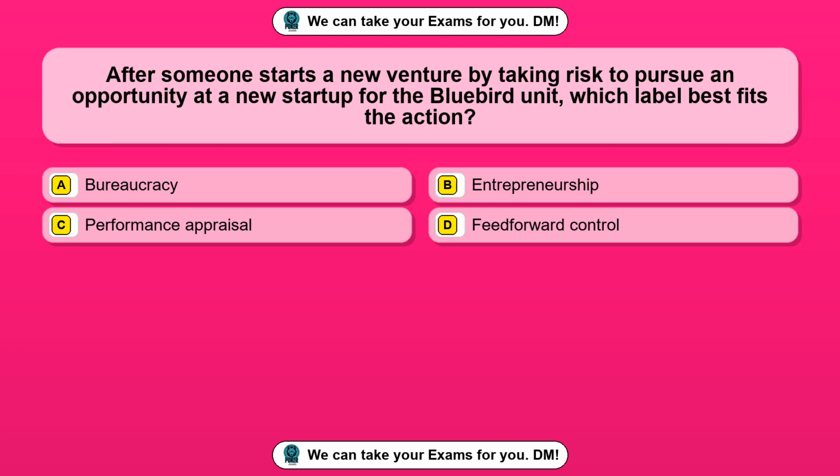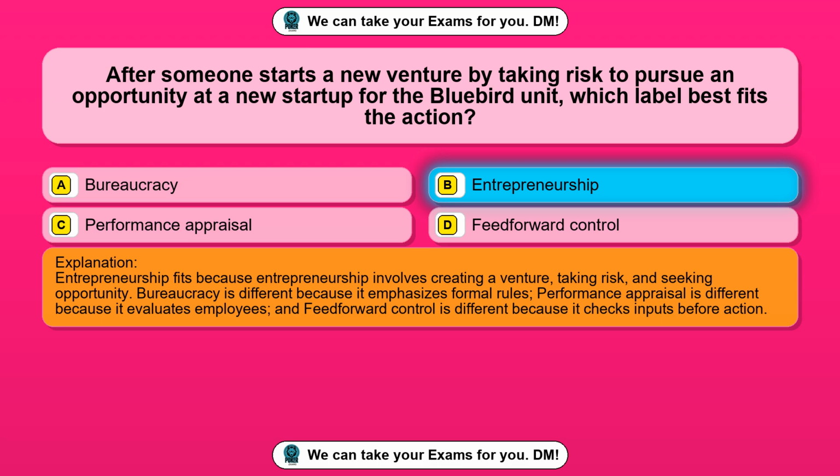Question 70. After someone starts a new venture by taking risk to pursue an opportunity at a new startup for the Bluebird unit, which label best fits the action? Option A, bureaucracy. Option B, entrepreneurship. Option C, performance appraisal. Option D, feed-forward control. The correct answer is option B, entrepreneurship.